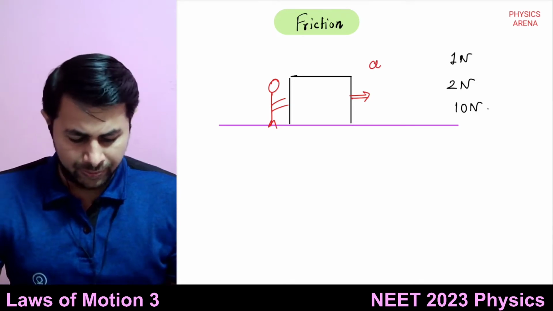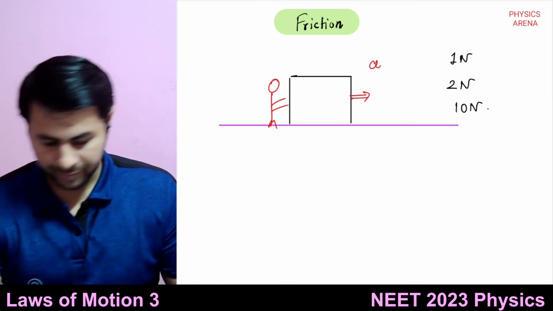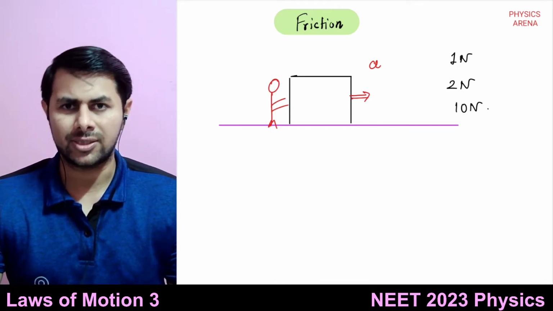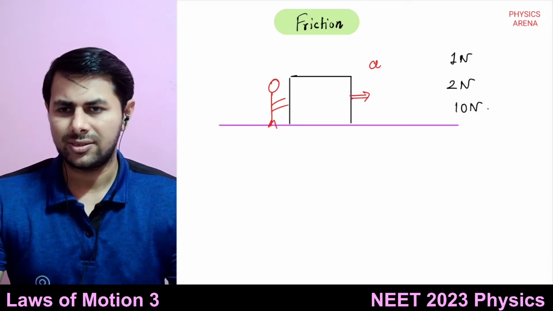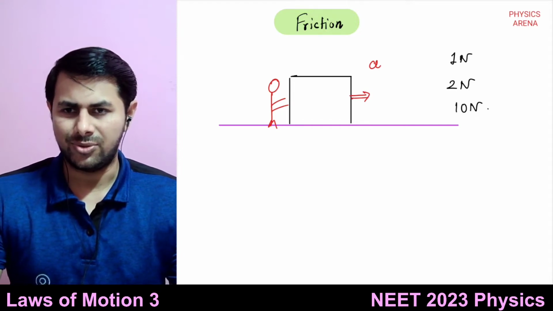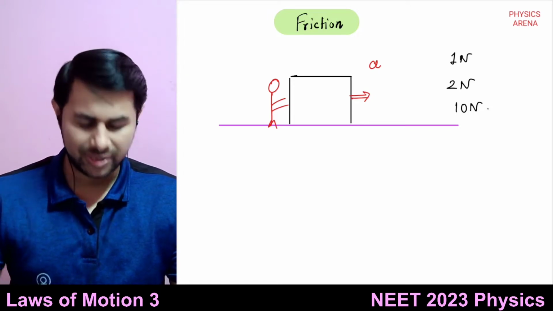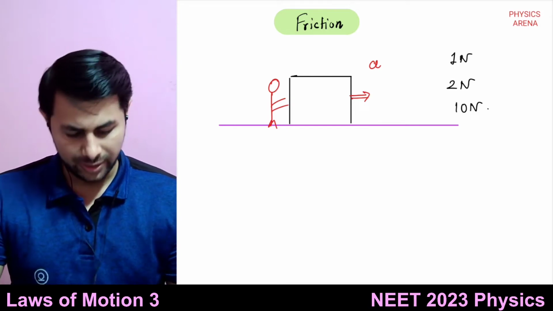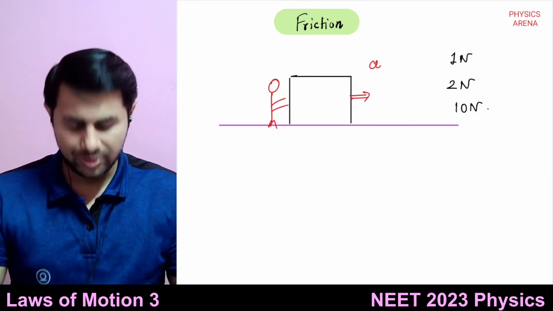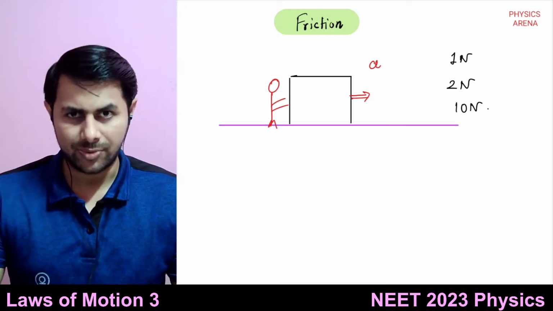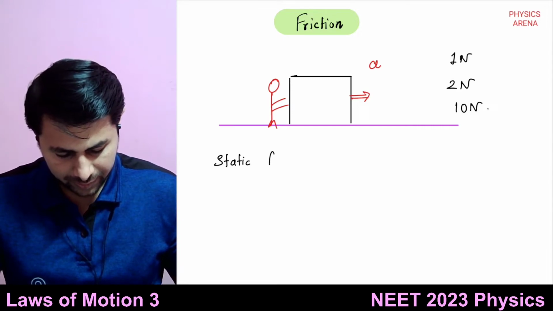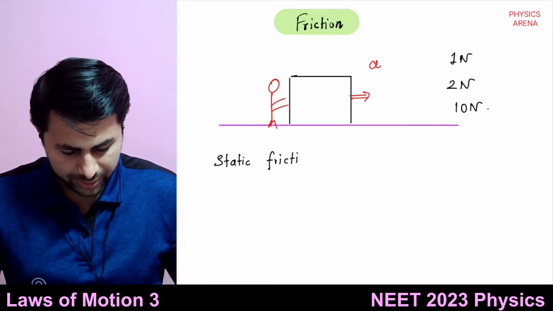So that means the maximum value of this frictional force is how much? It is 10 Newtons, right? At 10 Newtons it begins to move. That means the maximum value of the opposing frictional force is 10 Newtons. So from this we come to know that there is a frictional force which we call static frictional force. It is the static frictional force.